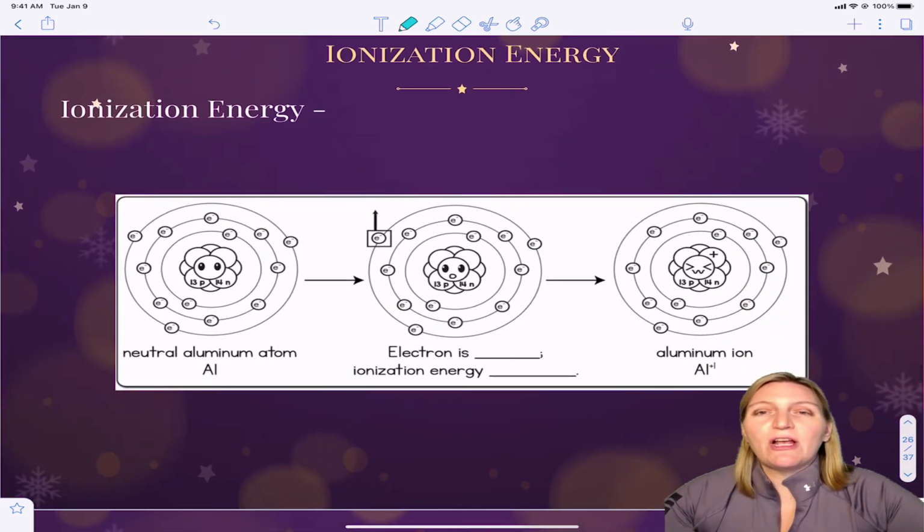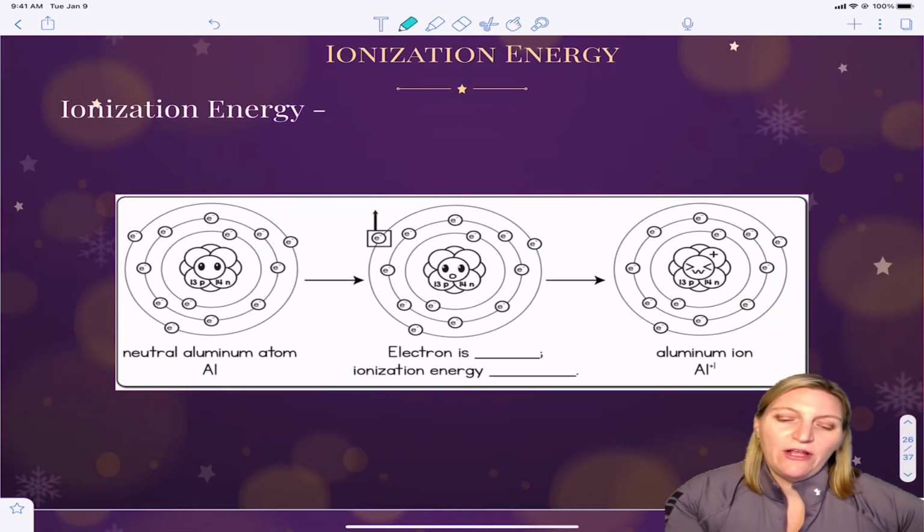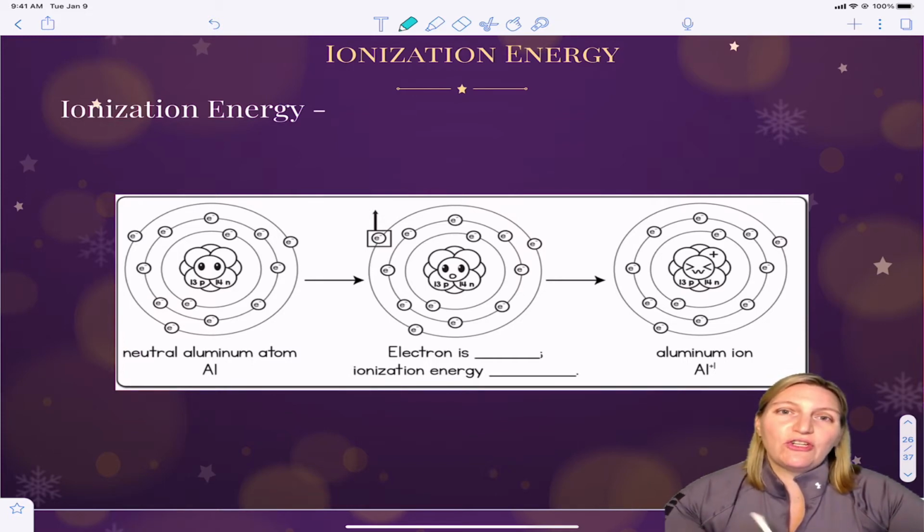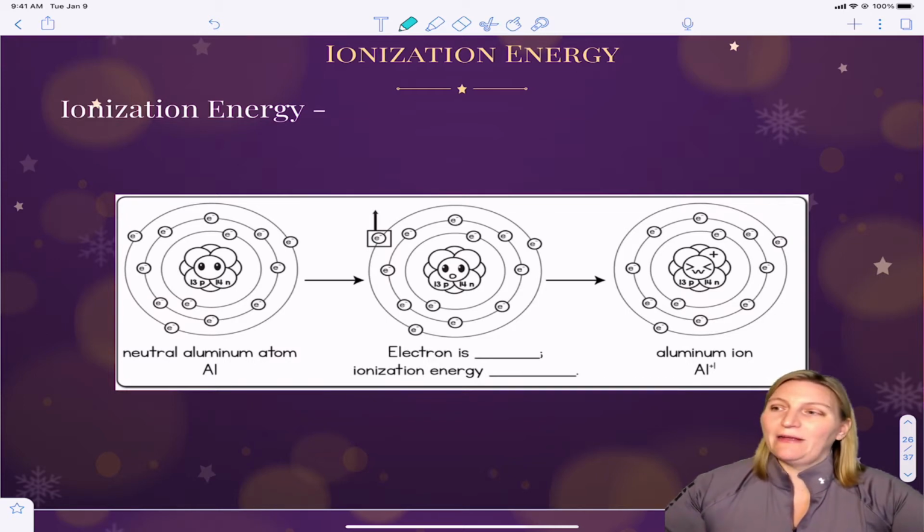And so now let's talk about ionization energy. This is going to be the energy needed to do something, since it's energy. It's the energy needed to make an ion. And you can become an ion by gaining or losing electrons. But ionization energy is specifically about losing electrons. Ionization energy is the energy needed to remove an outermost electron from an atom.